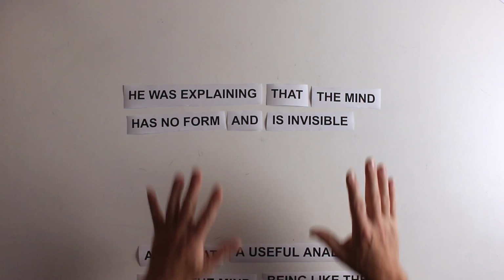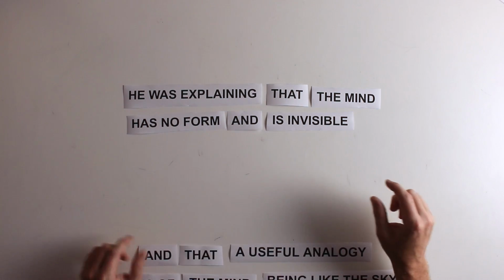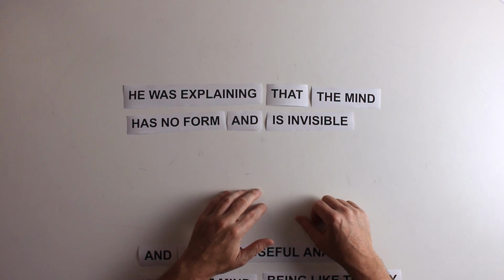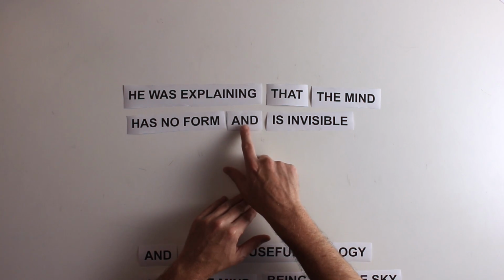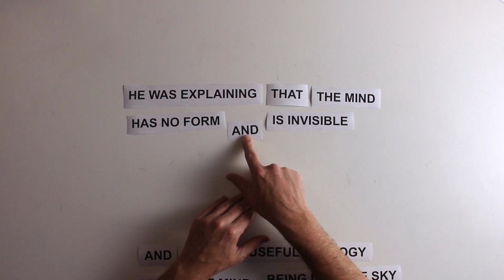They're repeating the same thing a lot, which is perfectly normal. But by using some simple techniques, we can eliminate that repetition, right? So let me give you an example. Let's have a look at the first part of the sentence. He was explaining that the mind has no form and is invisible. So let's have a look at this little joining word here, and.